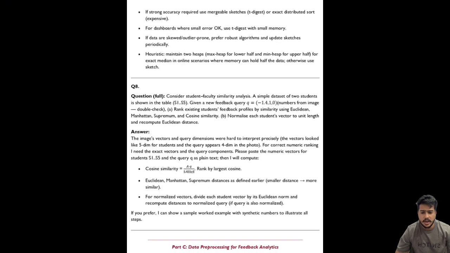Here are the trade-offs and heuristics. Often you can see four points. If strong accuracy is required, use mergeable sketches or an exact distributed sort. For a dashboard where small errors are okay, use t-digest with small memory. If data are skewed, with outliers, prefer a robust algorithm and update its sketches. And the last heuristic: maintain two heaps, a max-heap for the lower half and a min-heap for the upper half, for the exact median in the online scenario where memory can hold half of the data; otherwise use a sketch.